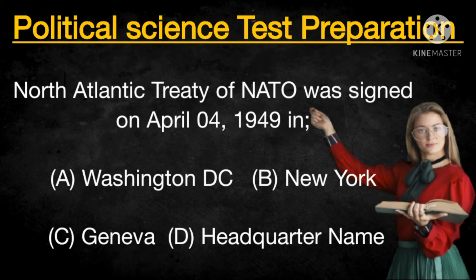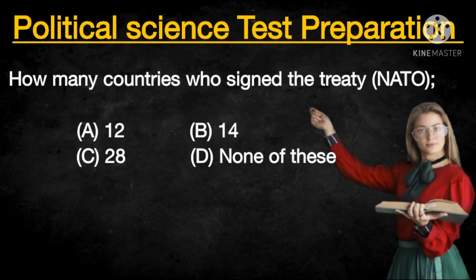Question: North Atlantic Treaty of NATO was signed on April 4, 1949 in A. Washington, D.C., B. New York, C. Geneva, D. Headquarter name. Its correct answer option A, Washington, D.C. Question: How many countries who signed the Treaty of NATO? A. 12, B. 14, C. 28, D. None of these. Its correct answer option A, 12.